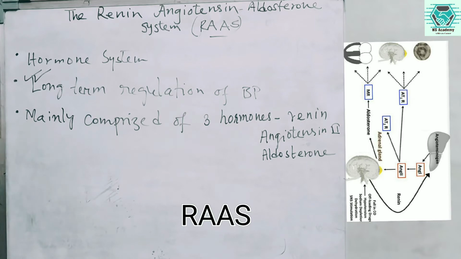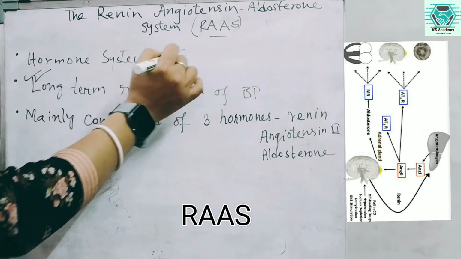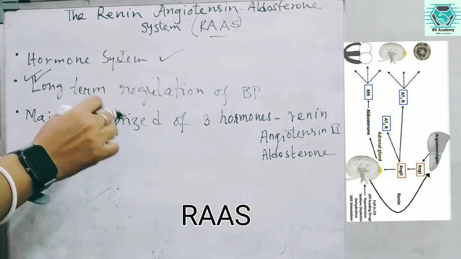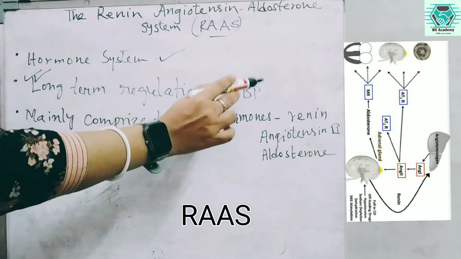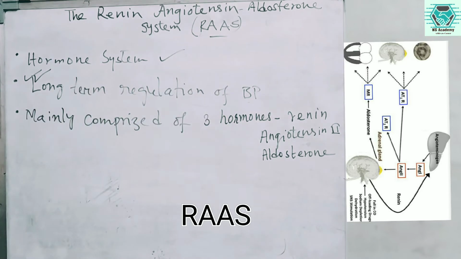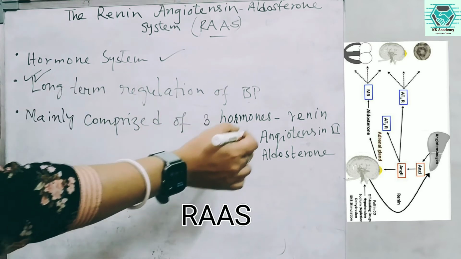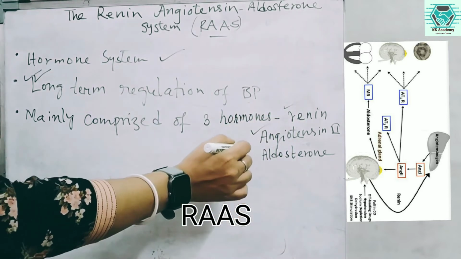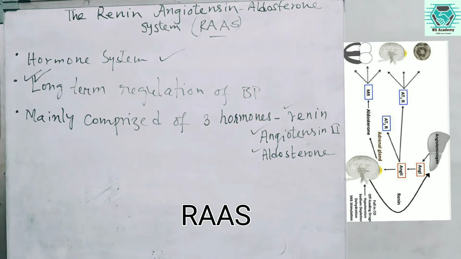Now what is this? This is basically a hormone system, and it is a part of the long-term regulation of blood pressure. This system mainly comprises three hormones: number 1 renin, number 2 angiotensin 2 and number 3 aldosterone. One by one I will discuss their sources and how they act in the regulation of blood pressure.